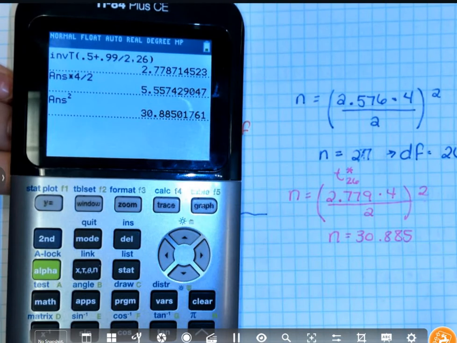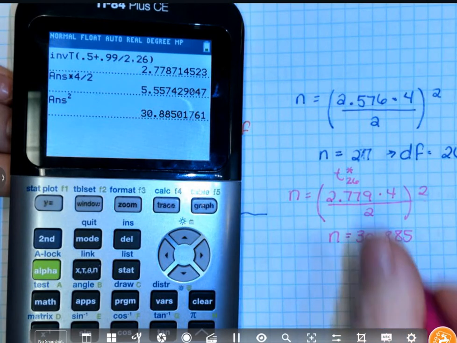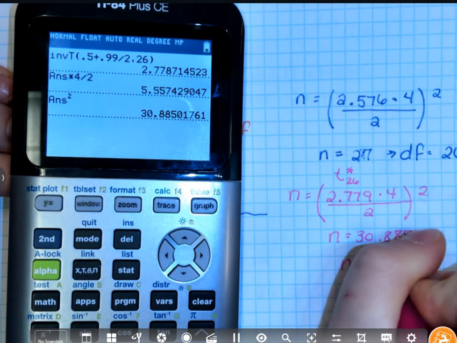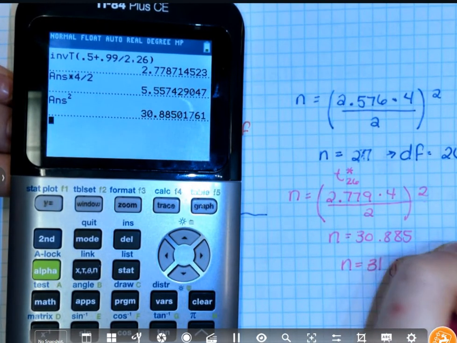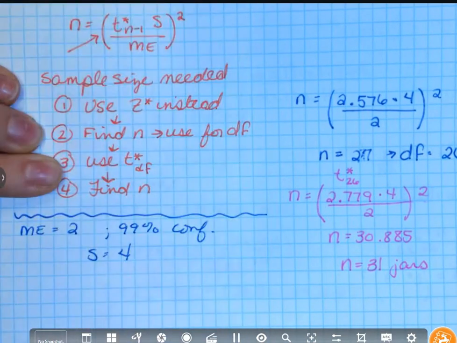What am I going to say for n? Do we round up, round down, go to the nearest integer? Got to go to 31. 31, and we need what? 31 jars, because that's the context for this problem.